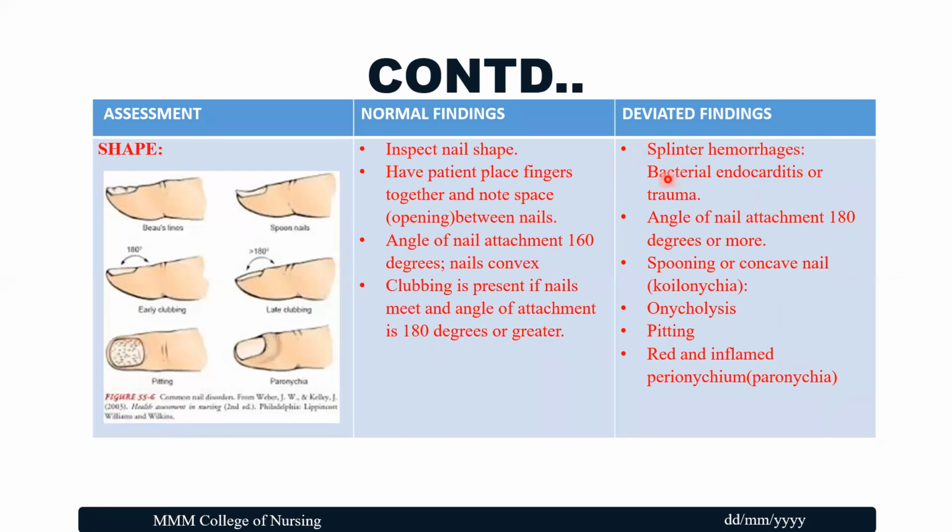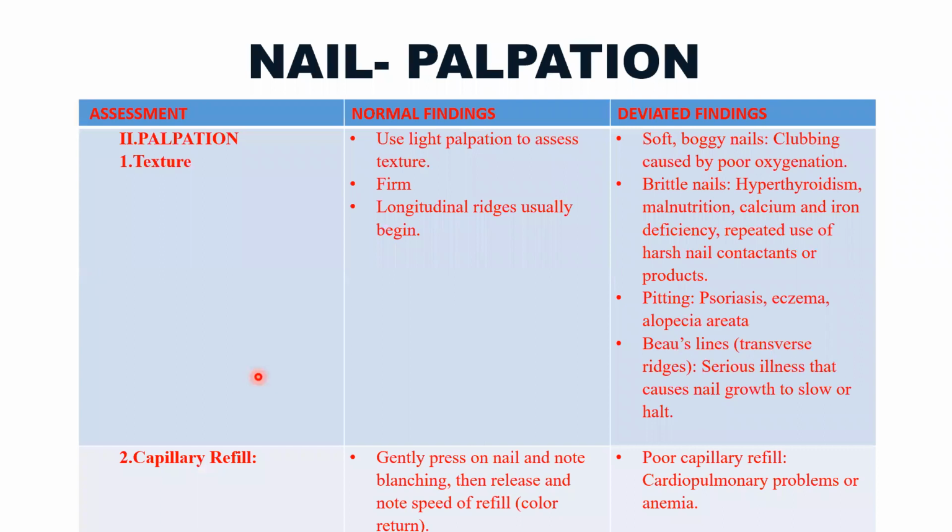Splinter hemorrhages indicate bacterial endocarditis or trauma. The angle of the nail attachment is 180 degrees or more. Spooning or concave nail is called koilonychia. And ankylosis, pitting, red and inflamed perionychium, that is paronychia. So this is known as pitting and paronychia. Next, we'll move on to the palpation of the nails.